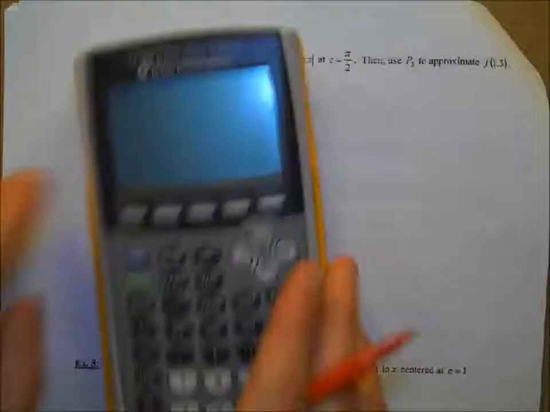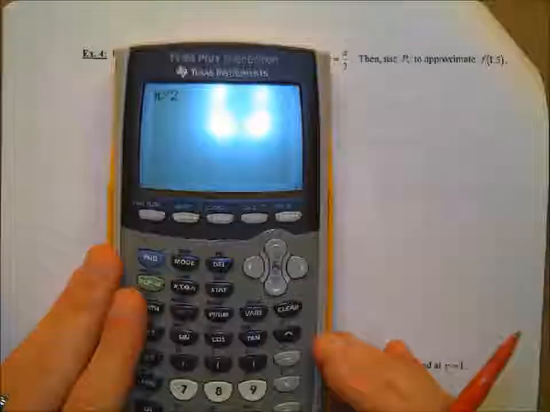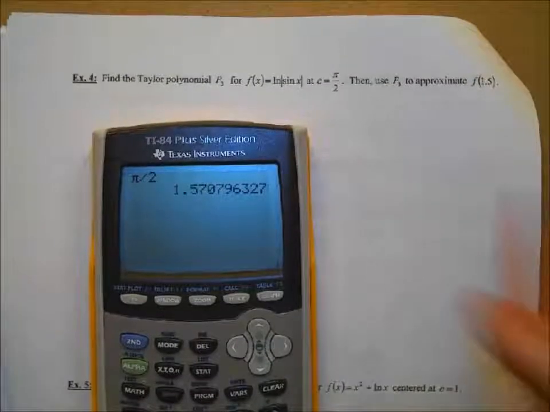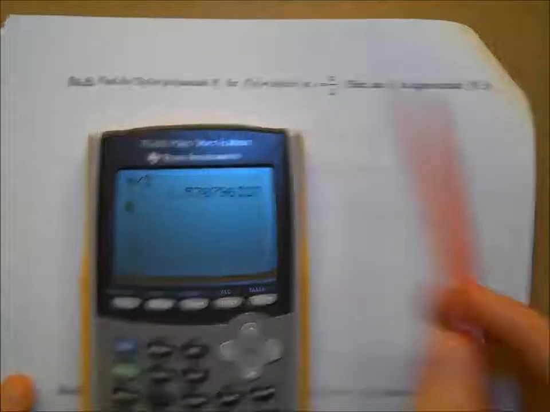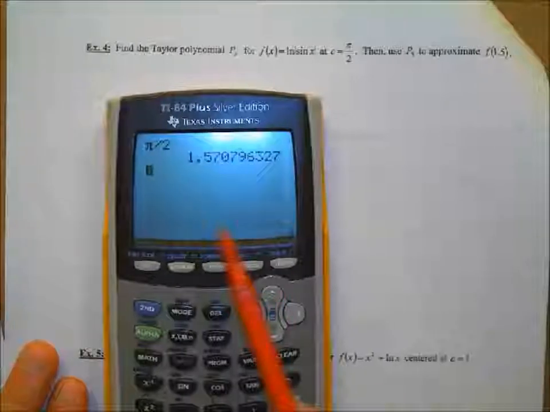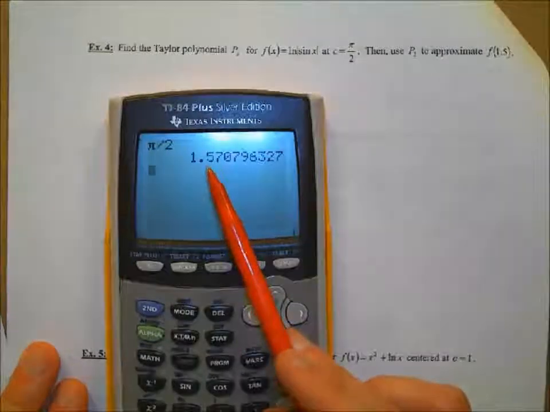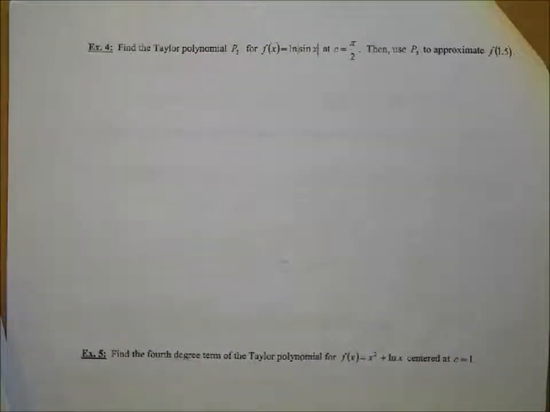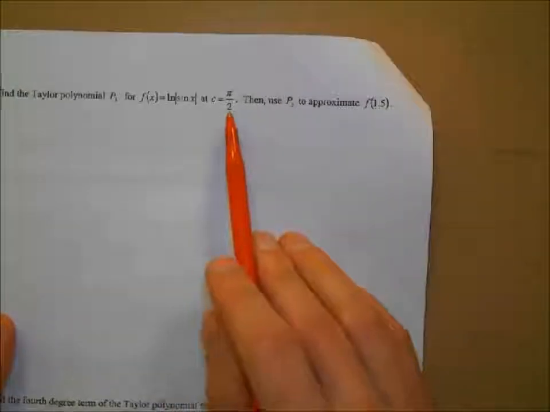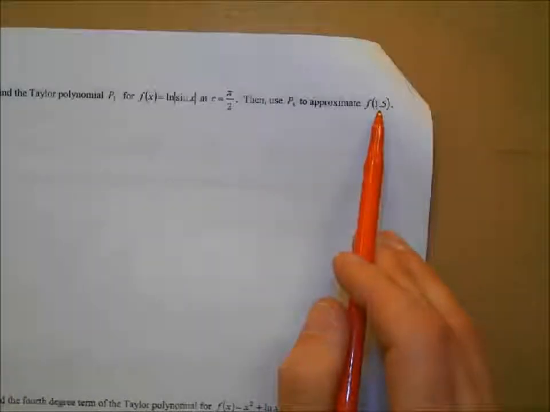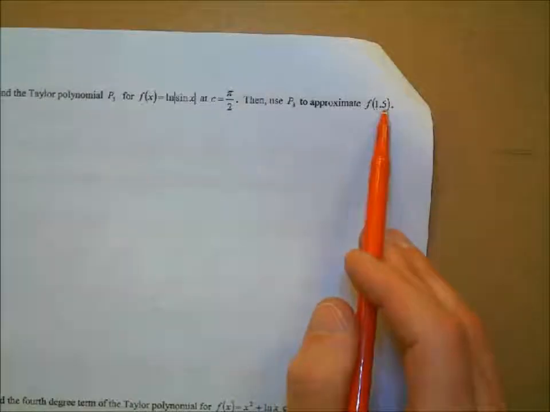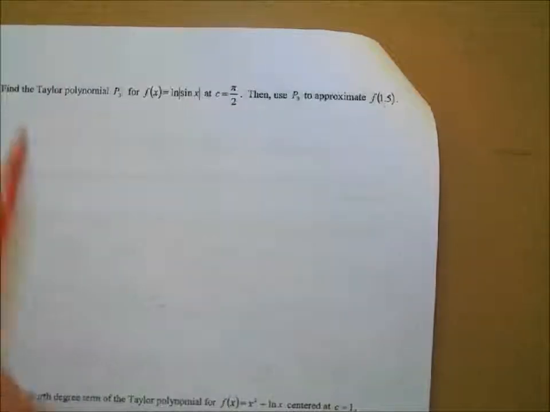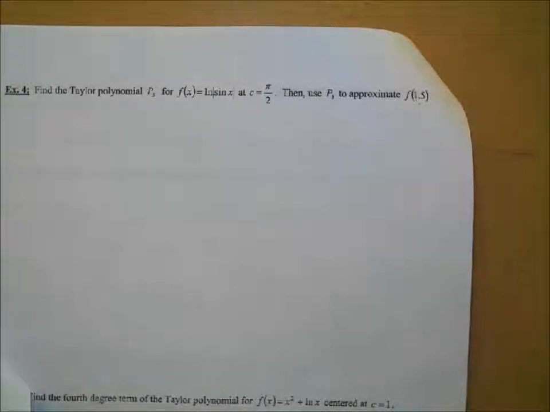Now, the value of pi over 2 is 1.57. So we'd expect that we should be able to use this Taylor polynomial to approximate 1.5, since pi over 2, where we're centering it, is pretty close to 1.5. It should be a decent approximation. You wouldn't center it at pi over 2 and then try to approximate f of 10 or f of 100, because you're so far from that center that the error is going to be too much.